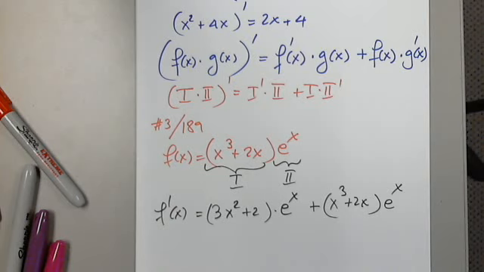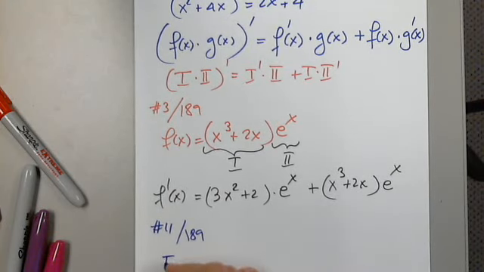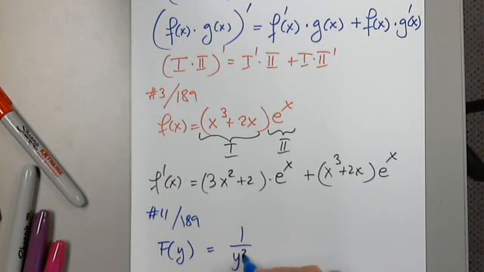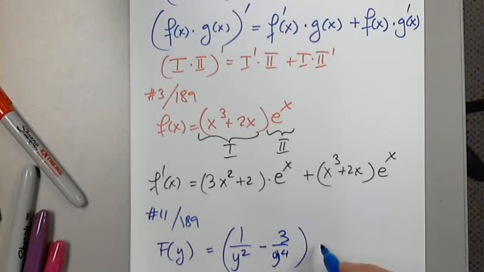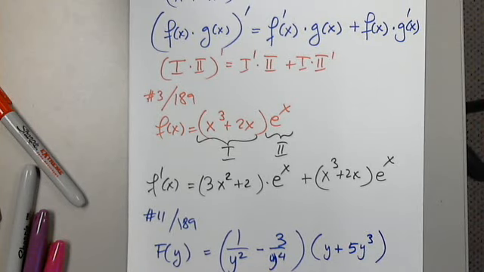Let's look at one other problem. Let's say 11, same page, 189. f of y equals 1 over y squared minus 3 over y to the fourth, everything multiplied by y plus 5y to the third.